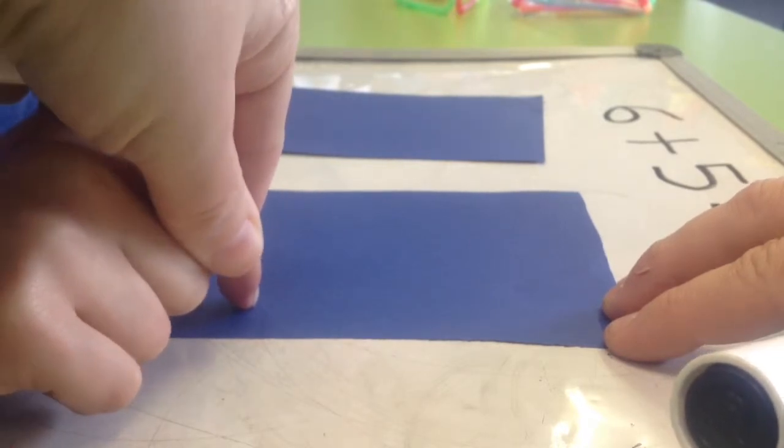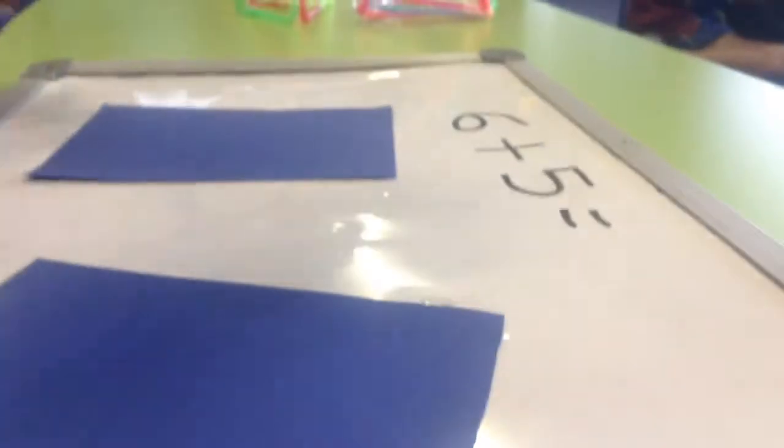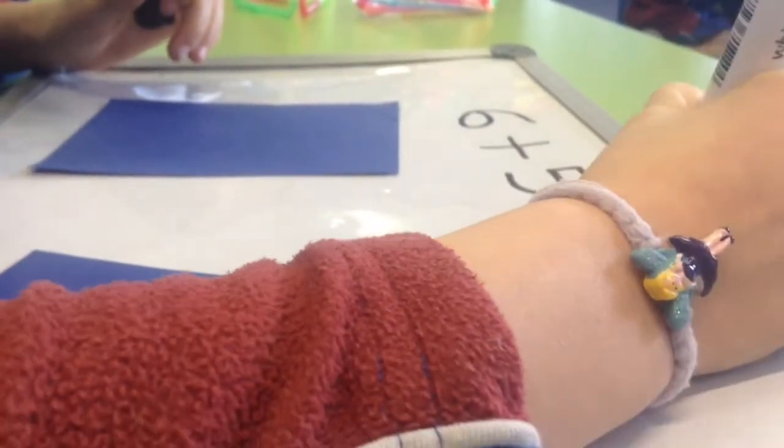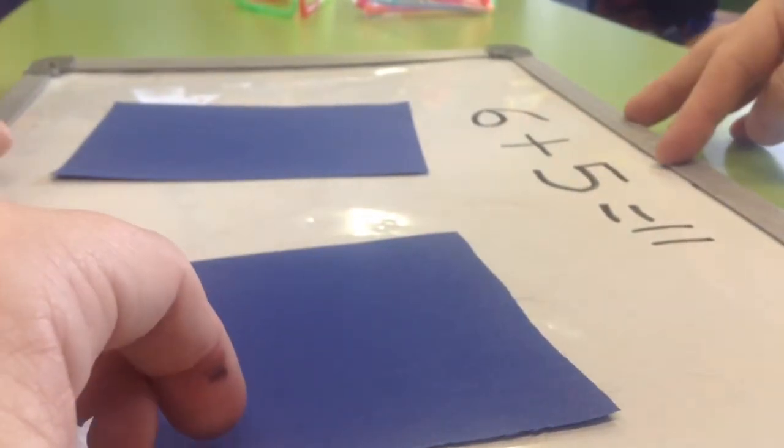What did you end up on? 11. So what's 6 plus 5? 11. Write the answer down quick. Awesome. So we started from the bigger number and we counted on 5, didn't we? So you're counting on. That's awesome.